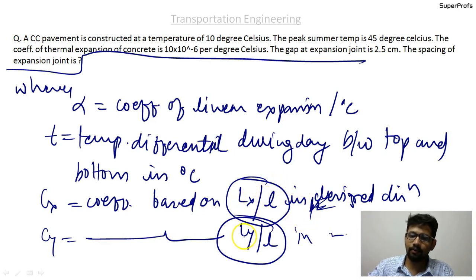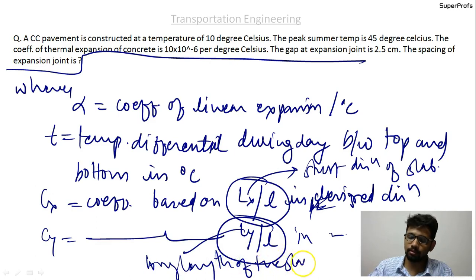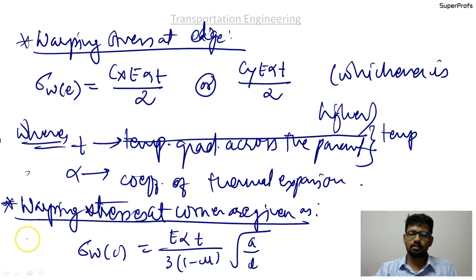So Lx and Ly: Lx is the short direction of the slab, or the short length of the slab, and Ly is the long length of the slab. The small l is known to you, I will not repeat it. Just like this, there are the warping stresses at the edge and the warping stresses at the corners.